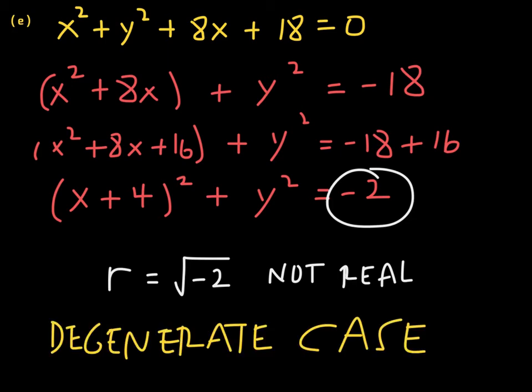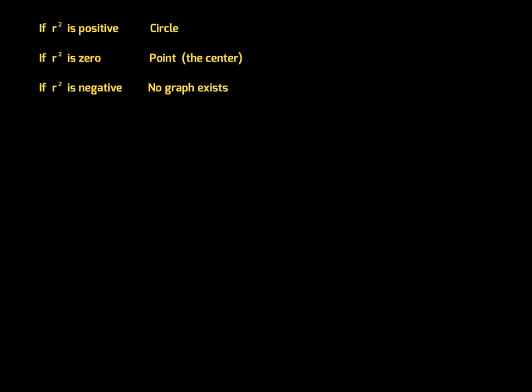Okay, so actually, let's make some conclusions here, some observations before we move to another objective. So when you are working with these equations and the right-hand side, r squared, turns out to be a positive number of some sort, then you have a circle. But if r squared is 0, then all you have is a point. It's not really that interesting. It's just a point. That's all you have. Basically, that point is the center, okay? If r squared is negative, like our previous example, r squared was -2, right? You have no graph existing at all. There is no graph, okay?